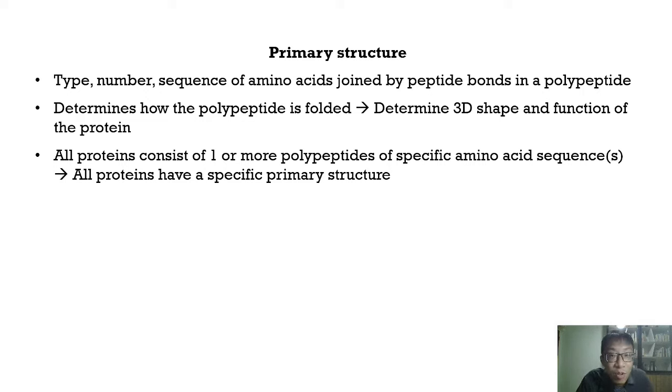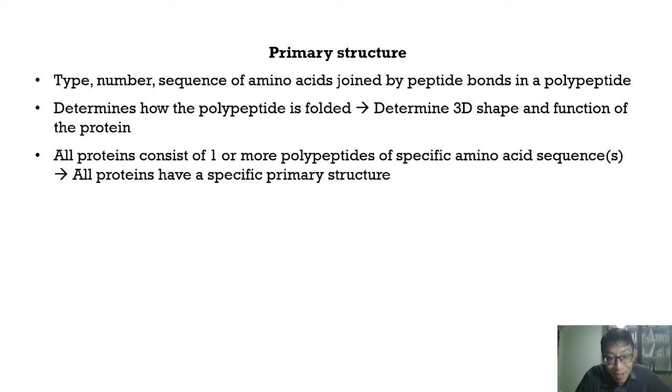Polypeptide would refer to the chain of amino acids that's not yet folded. Once it is folded, then usually we will call this a protein. So these two terms are not that interchangeable. Do be careful as to when to use these two terms. When I say polypeptide, I'm referring to the chain, the sequence of amino acids. When I say protein, then you know that it has already been folded into its final 3D shape. Okay, so let's move on.